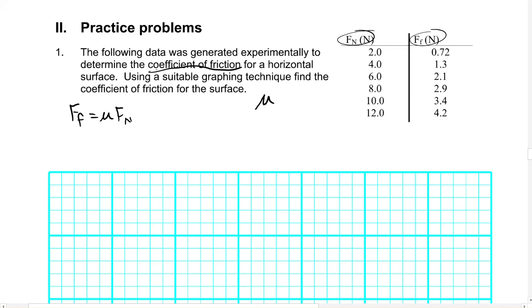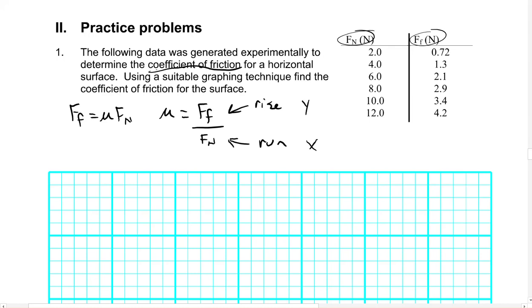So if I want to figure out what mu is, I'm going to rearrange this. I would write it as mu is equal to force of friction over Fn. Okay, so if it's written like that, force of friction is my rise, Fn is my run. That tells me what's going to be my y and x. The rise goes on the y-axis, and Fn goes on the x-axis.